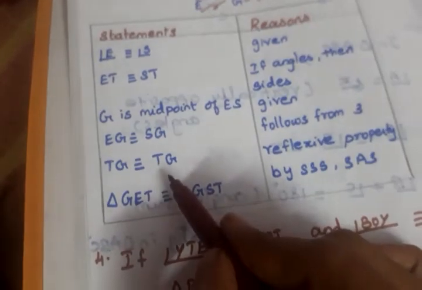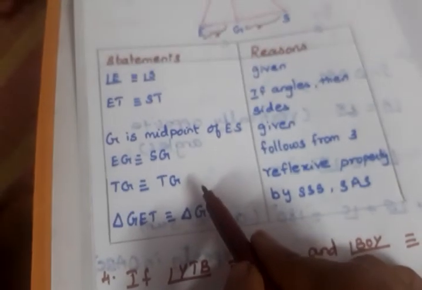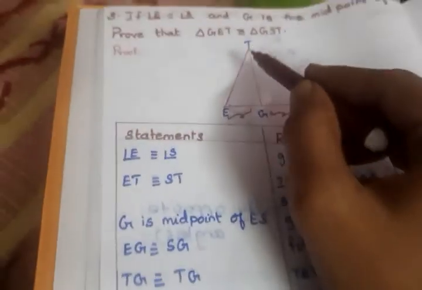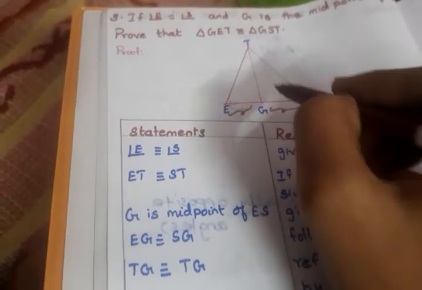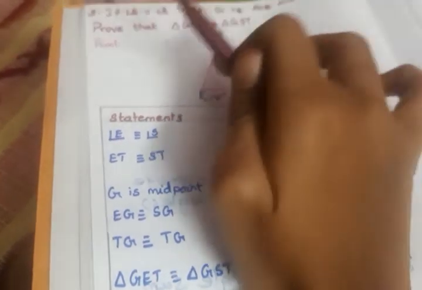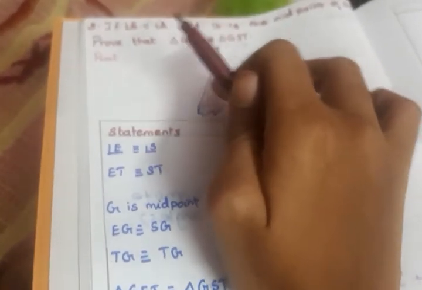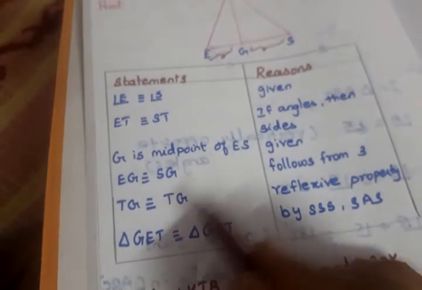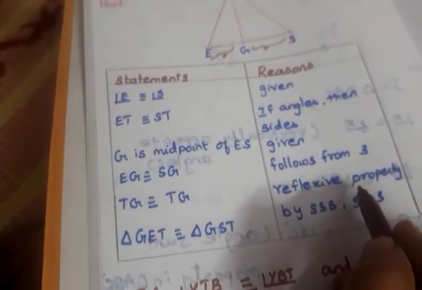Then next, TG is congruent to TG. That is already known. So that is the same, the two triangles share it. TG is a common side. So TG is congruent to TG. So it is a reflexive property.